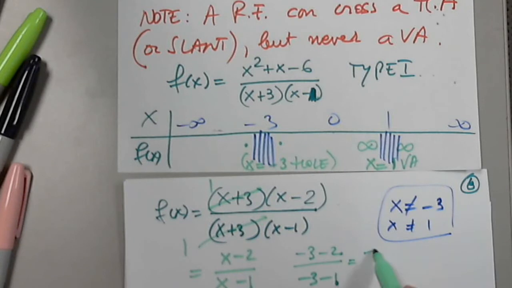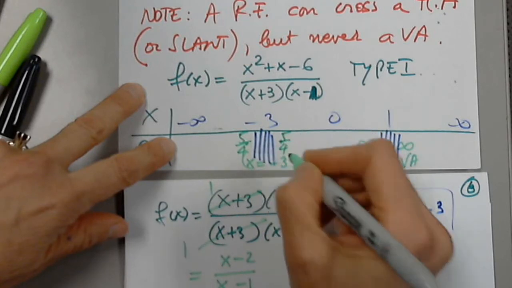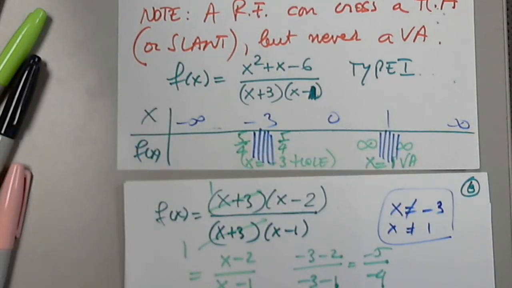So what is the top? -5. What is the bottom? -4. So this is 5/4. I replace -3 in the simplified form of the function. And that will be an open point. What open point? -3 comma 5/4. There will be a hole in the graph where that factor disappeared. Okay, any questions?